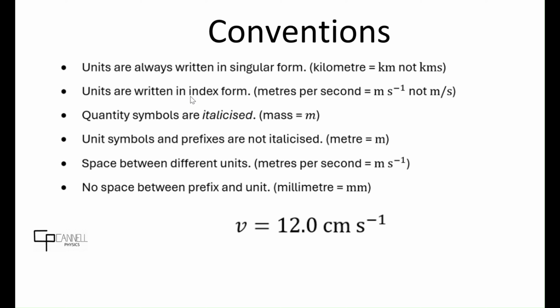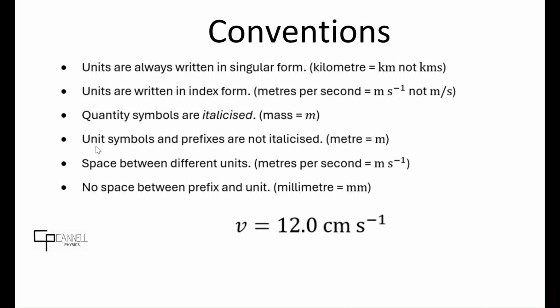Also, units are written in index form. So instead of writing m/s for meters per second, it's more professional to express it as m s to the power of negative 1, which is the exact same thing. Quantity symbols are italicized, so we know mass has a symbol lowercase m, and that is italicized. Now, my handwriting in videos will not do this justice because I'm not going to write in italics and not italics, it'll just be my handwriting. But when you see typed out symbols for units, quantities, and prefixes, this is where it'll become more apparent.